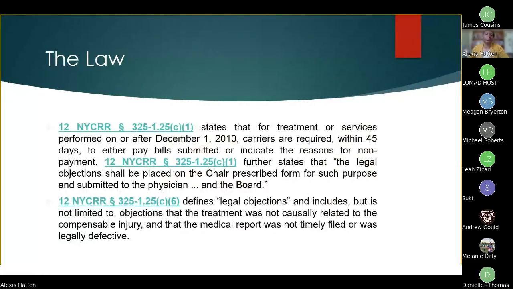So one of the examples for the law: 325-1.25(c)(1) states that, for example, for treatment or services after December 1st, 2010, you have to object within 45 days on the form prescribed by the board for that purpose, the C8.1b. And 325-1.25(c)(6) defines legal objections, and it includes, but is not limited to, objections that the treatment was not causally related to the compensable injury and that the medical report was not timely filed or was legally defective.